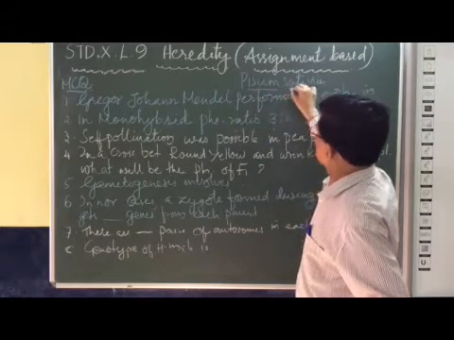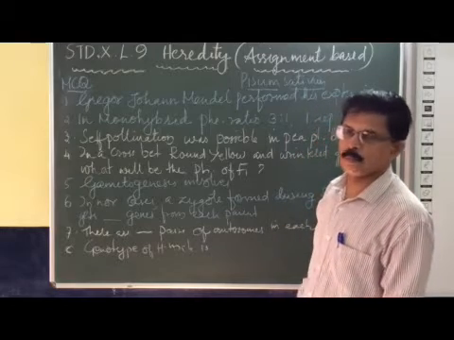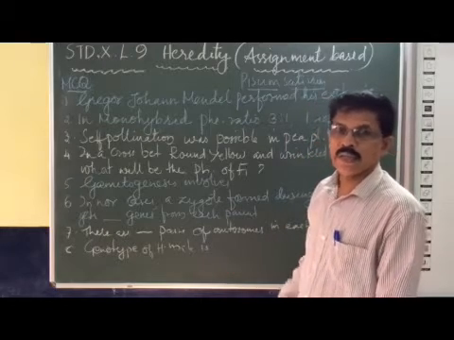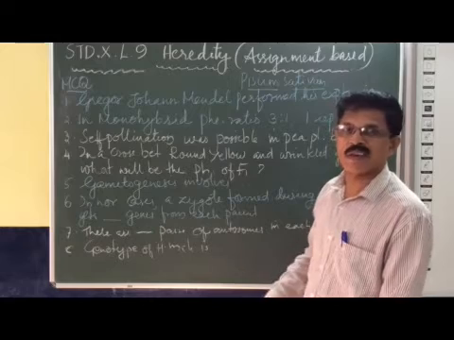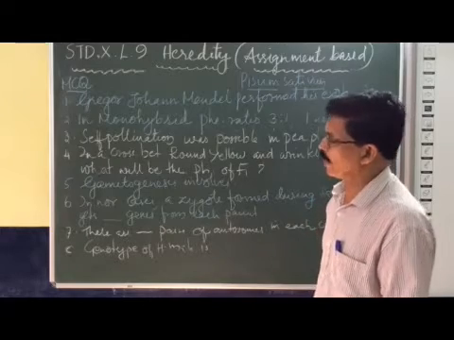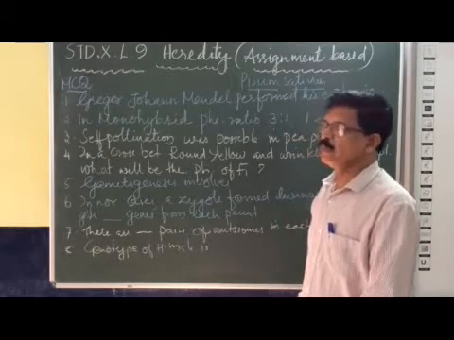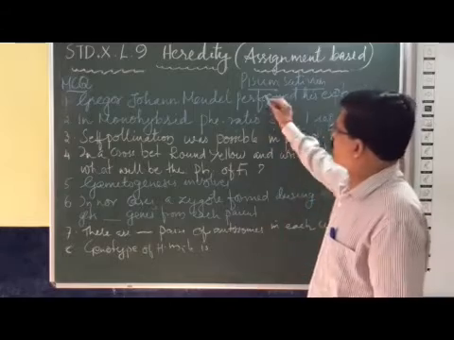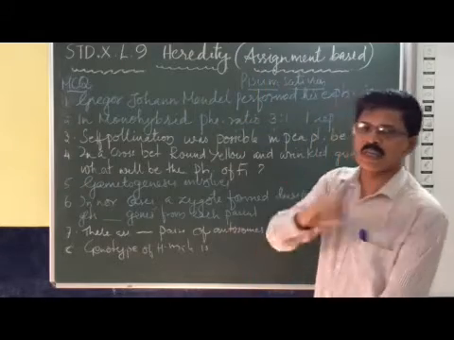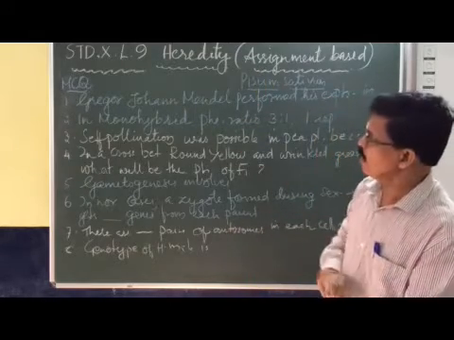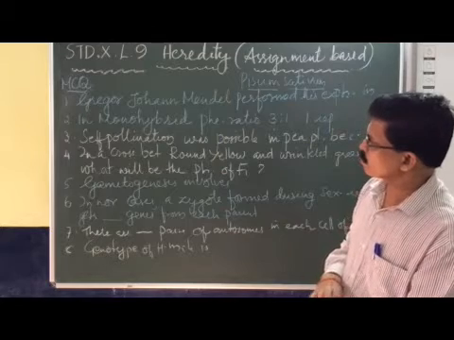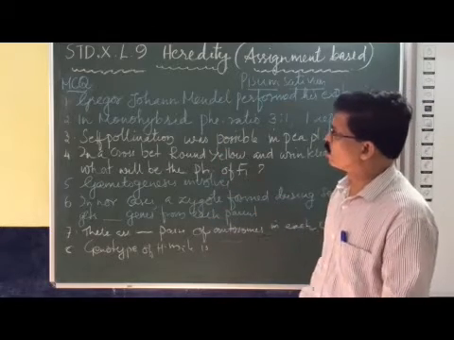What is the common name of Pisum sativum? Muttar. Peas, green peas, yellow peas, many types of peas, colored peas are available. Okay, so that is the experimental material of Gregor Johann Mendel, Pisum sativum or muttar. You got this? Yes. Now we are coming to the second MCQ.